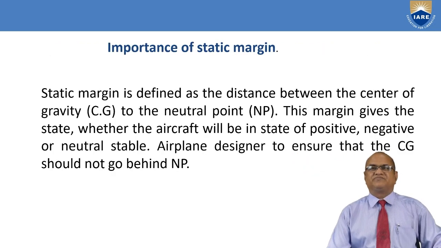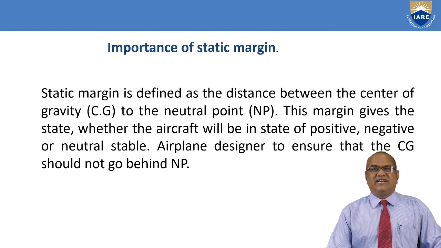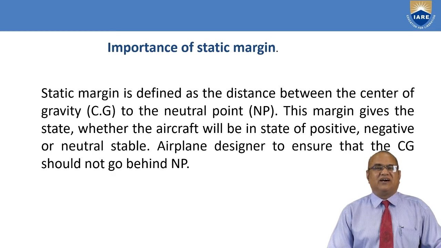So the next point is the importance of static margin. First we should understand what the static margin is, and then we can understand what the effect of it is. Static margin is defined as the distance between the center of gravity, CG, and the neutral point of the aircraft. This margin tells whether the aircraft will be in a positive, negative, or unstable state. Airplane designers ensure that the CG should not fall behind the neutral point.